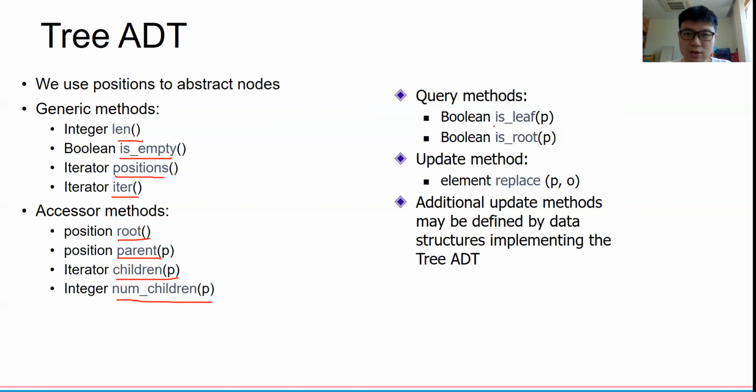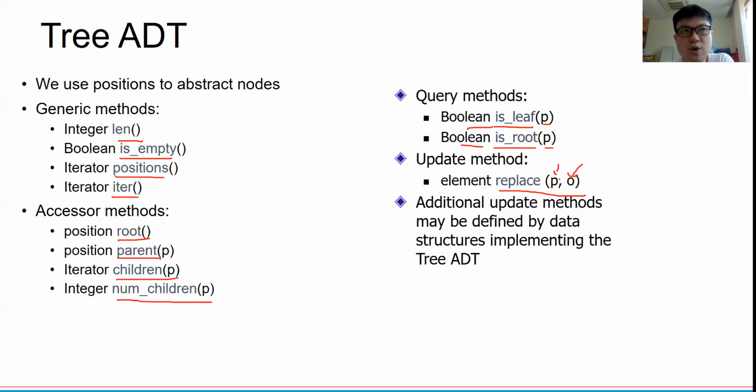The query methods contain two, which are isLeaf and isRoot. So whether the node is a leaf or not. If it is a leaf, then it returns true. If it is not a leaf, then it returns false. isRoot is also the same, true or false, because it is Boolean. The update method means I want to replace a particular node with another object. Okay, so P means the position and then O is the object. So additional update methods may be defined by data structures implementing the tree ADT. So this is the basic tree ADT.